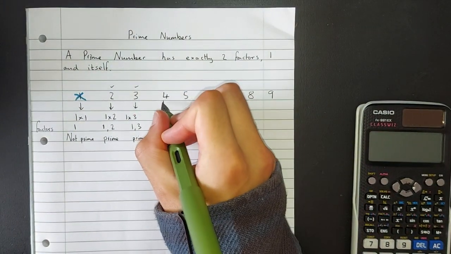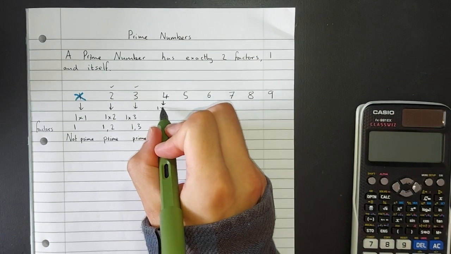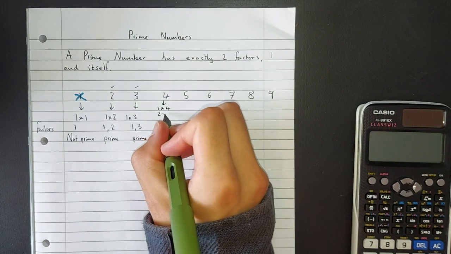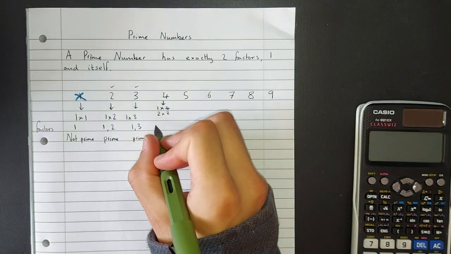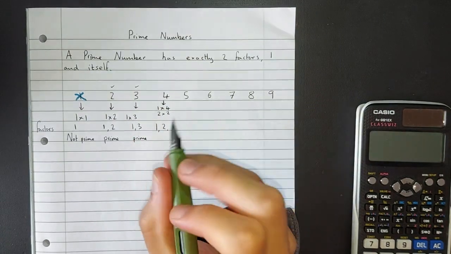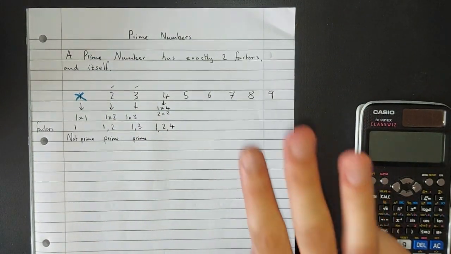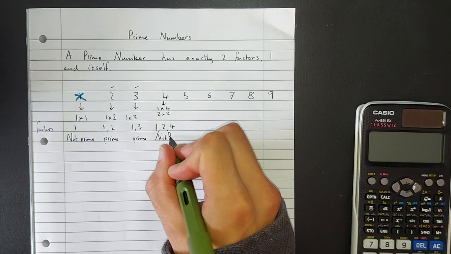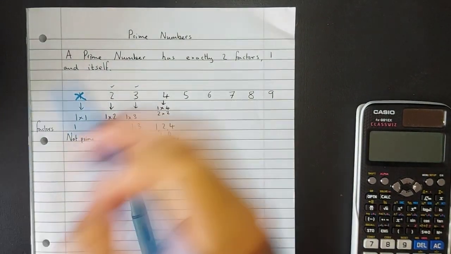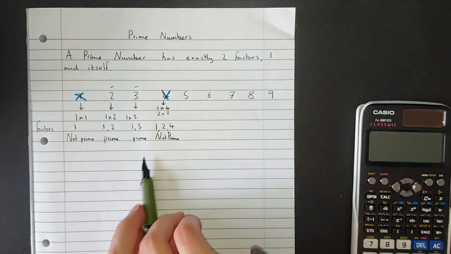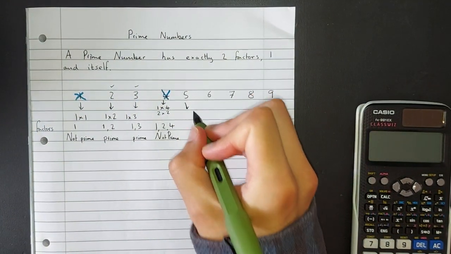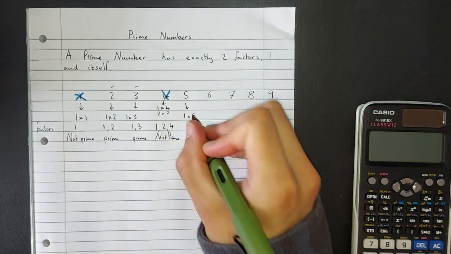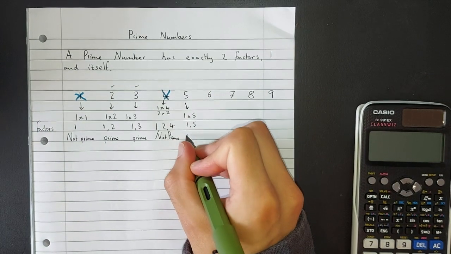4. We can get 4 by doing 1 times 4. 4 is also a square number, so we can get it from 2 times 2. So the factors of 4 are 1, 2, and 4. So we've got 3 factors. That's too many, so it's not prime. Let's do a cross through 4. Numbers that multiply to give us 5: the only two numbers that multiply to give us 5 are 1 and 5. So that means it has factors of 1 and 5, so 5 is prime.